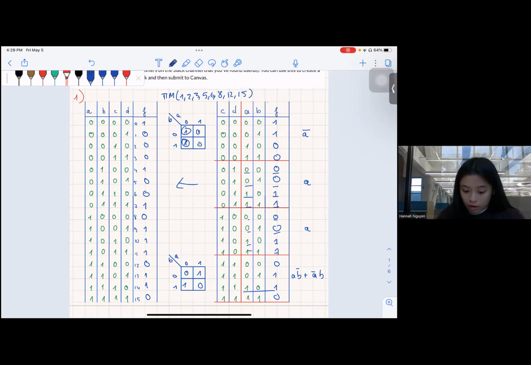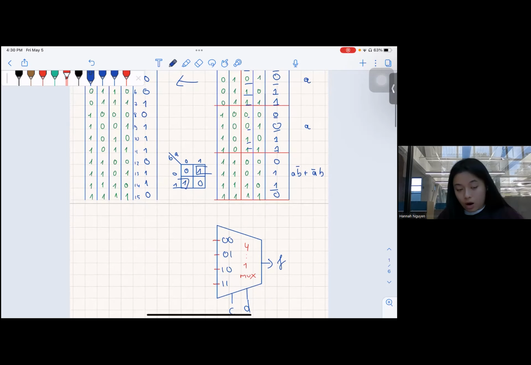And for the last one, I have to draw the K-map out. As we can see, the output is 1 when A is 0 and B is 1 right here, and the output is 1 when A is 1 and B is 0. So I get A and B negate, or A negate and B.